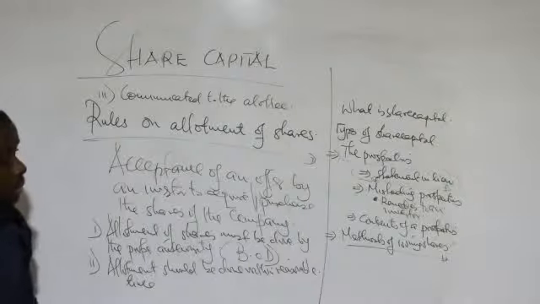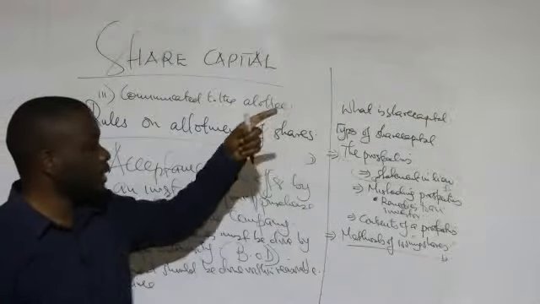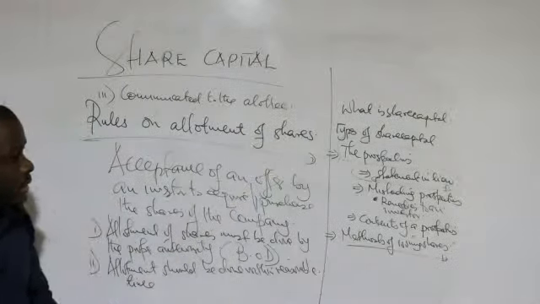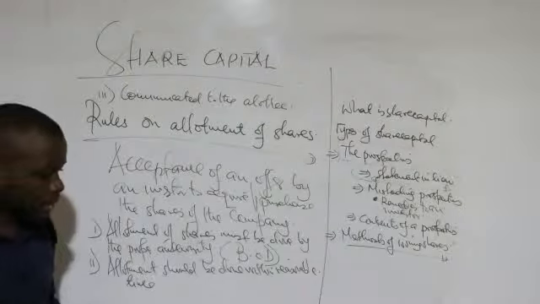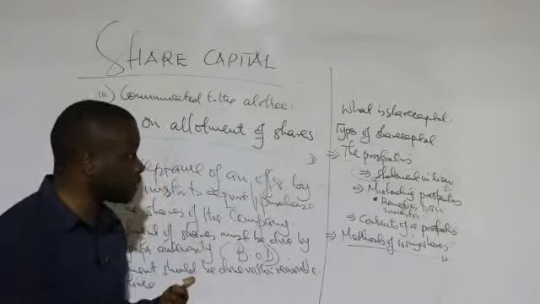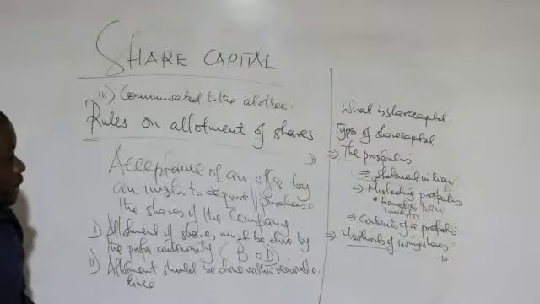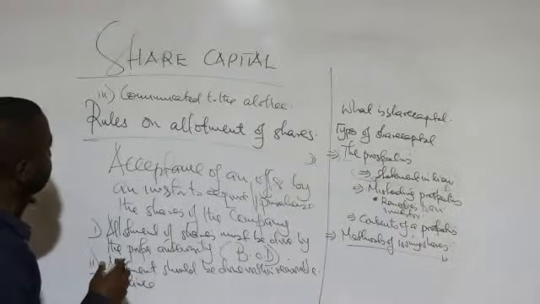It is completed immediately the letter of allotment is posted. Once they post the letter of allotment to you as an investor, that is conclusive evidence that they have completed the agreement between you as an investor and the company. Then revocation of application may be done anytime before the allotment is done and communicated via post. So revocation can be done anytime.